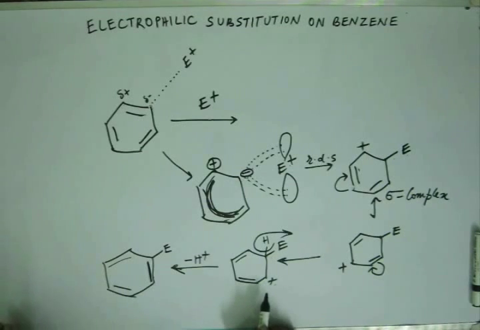And aromaticity can be regenerated by the removal of any one of the groups from the carbon adjacent to this plus charge. One of the groups is hydrogen, the other is the electrophile. Most of the time H plus will be more stable than E plus, so H plus will move out and E plus will remain intact. That's how the electrophile will come in and hydrogen will move out. So it will be an electrophilic substitution reaction.